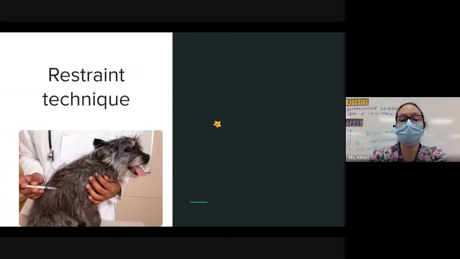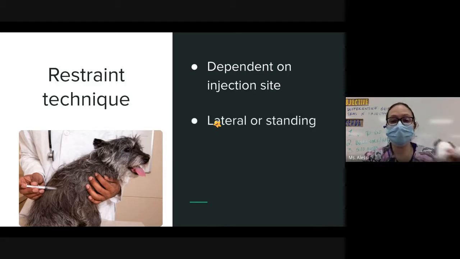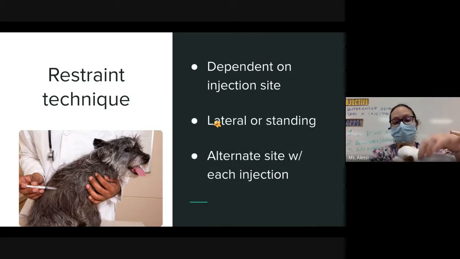Okay, so when I'm restraining for an intramuscular injection, again, it depends on the site. If I am doing the epaxial, the animal could be sitting and I can still get in the site, but it may be easier to find it if the animal's standing. I can also put them lateral if I'm going to go into that thigh area. And I do want to alternate sites.